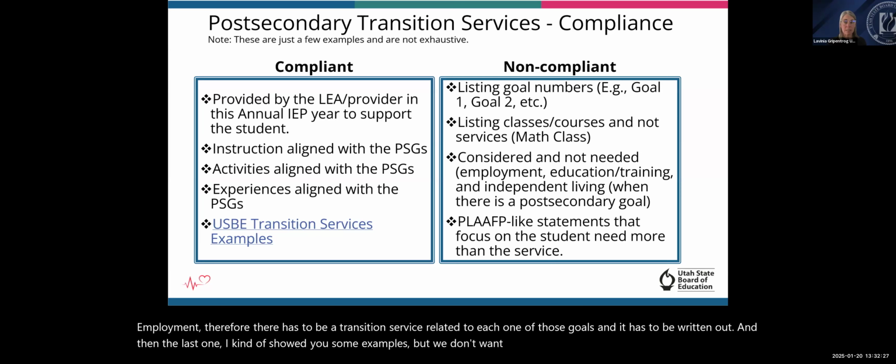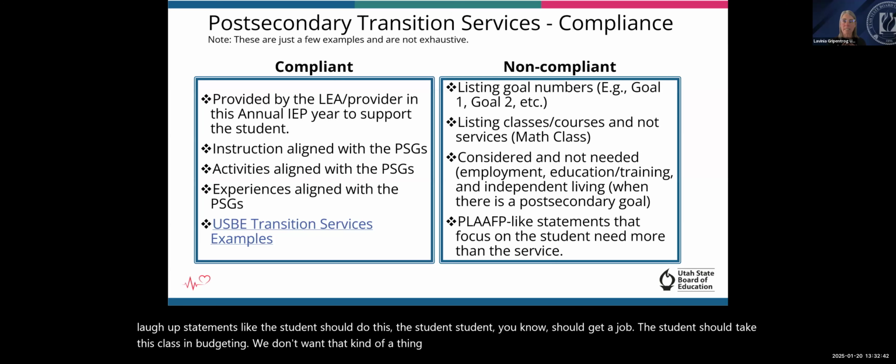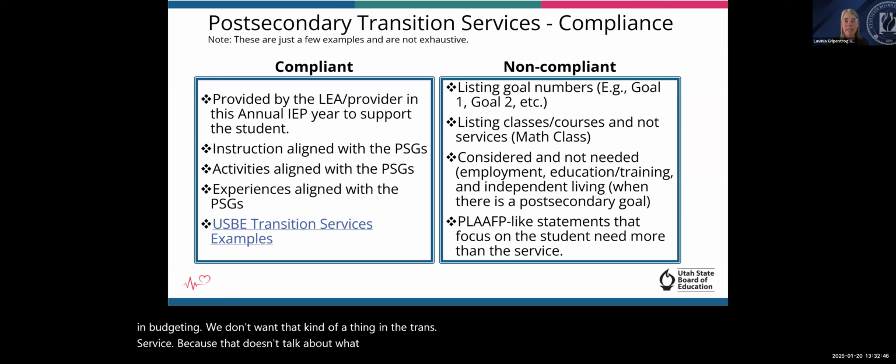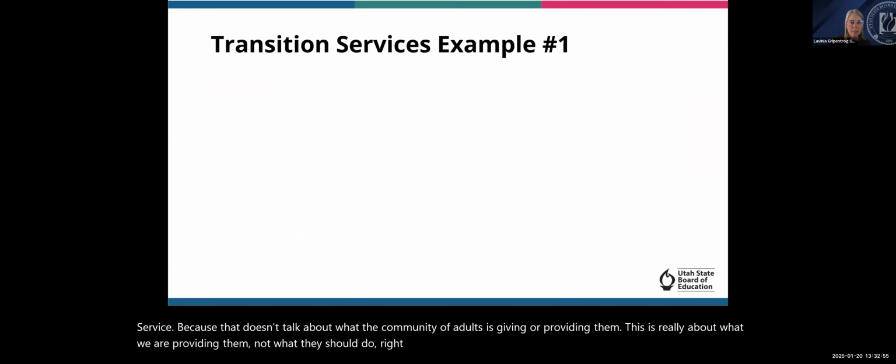And then the last one, I kind of showed you some examples, but what we don't want to see in the transition services section is just fluff statements. Like the student should do this, the student should get a job. The student should take this class in budgeting. We don't want that kind of thing in the transition services, because that doesn't talk about what the community of adults is giving or providing them. This is really about what we are providing them, not what they should do, right? So making that clear, hopefully.